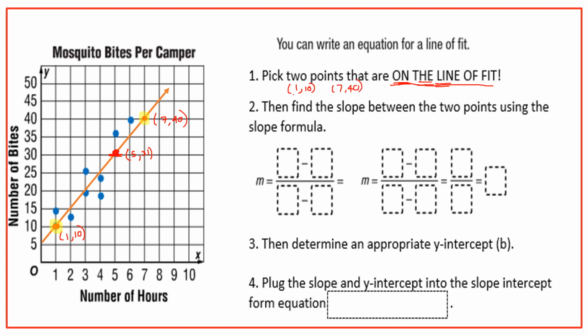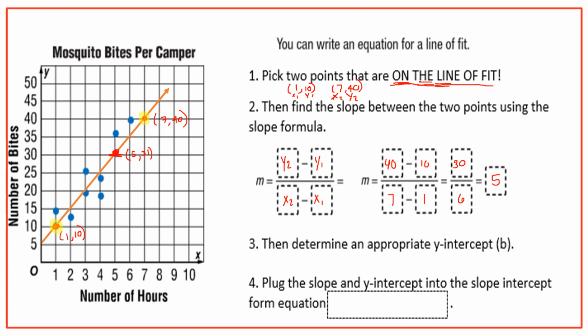All right, we're going to label these points x1, y1, because we're going to use these to do our slope formula, and x2, y2. So we know our slope formula is y2 minus y1 divided by x2 minus x1. When I do this, my y2 was 40, my y1 was 10. My x2 was 7, my x1 was 1. Now subtract: 40 minus 10 is 30, 7 minus 1 is 6, 30 divided by 6 is 5.